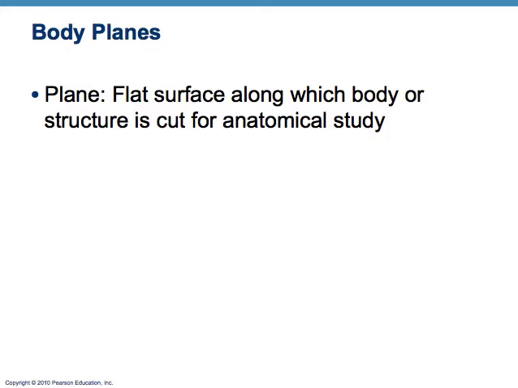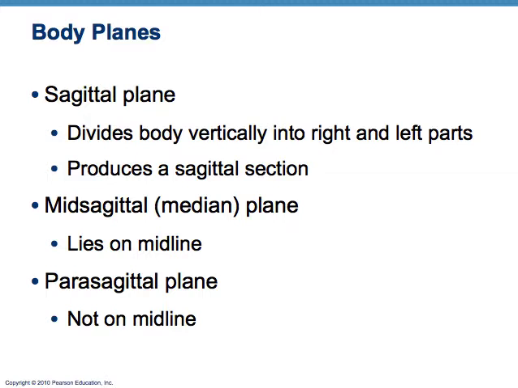Now, when we're talking about body planes, and remember we'll use these body plane terms in our candy bar dissection next week, we're going to talk about a plane and describe it as a flat surface along which a body or structure is cut for anatomical study. So keep in mind we would do these cuts to see different views of those internal structures of the body. The first is which we call a sagittal plane.